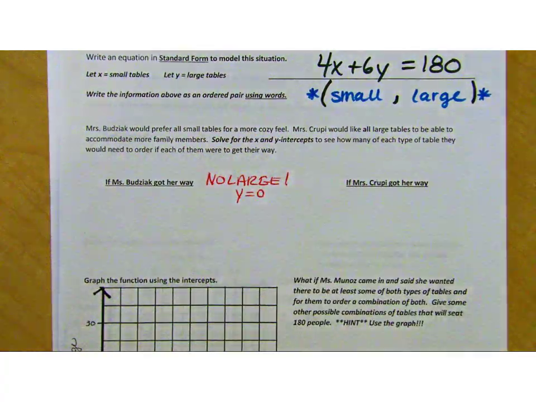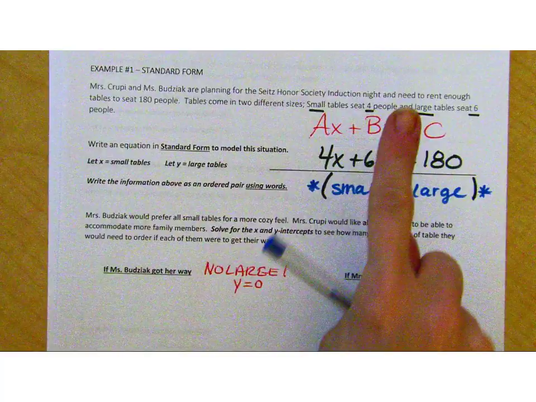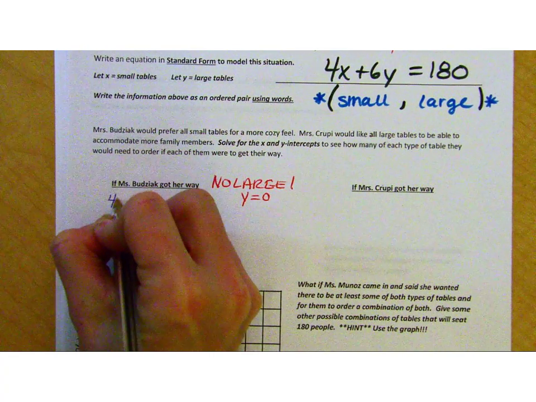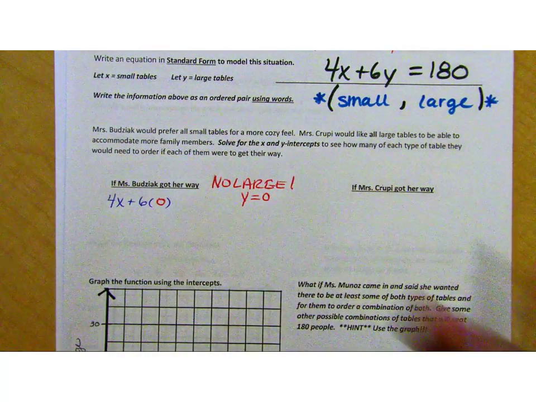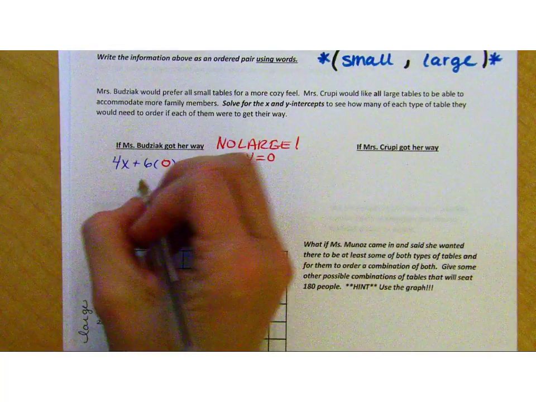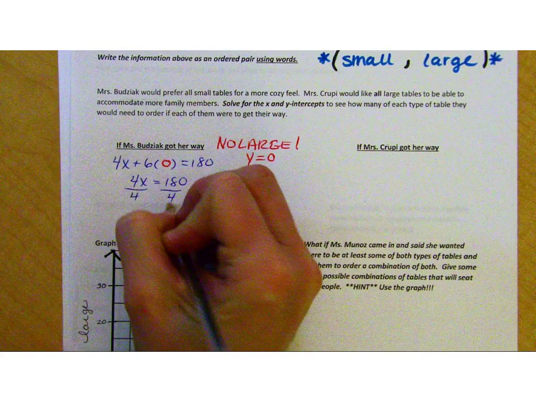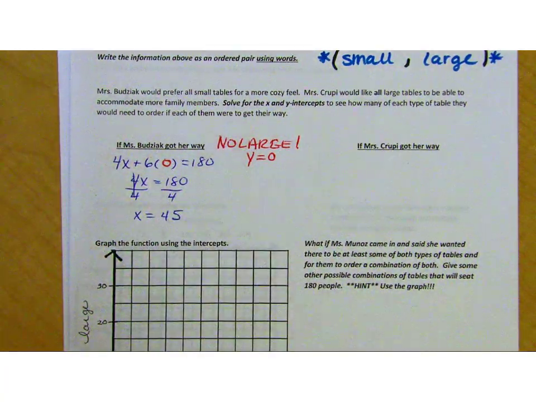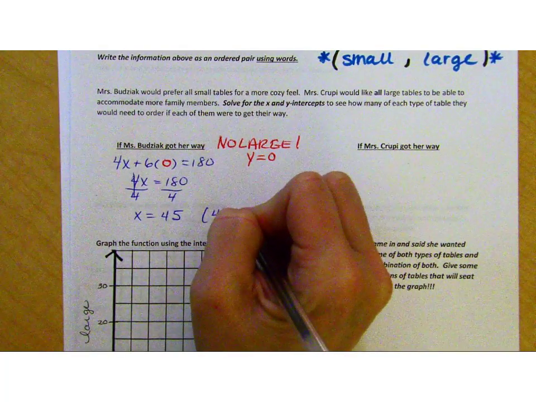Sometimes I say just cover it up, but sometimes we forget what that means. That means 4x + 6 times 0, because we're not getting any of those. And again, remember I showed you could skip that. So that results in an equation that says 4x = 180. When I divide by 4, I figure out that x is equal to 45. You are writing that as 45, comma, 0. Agreed?